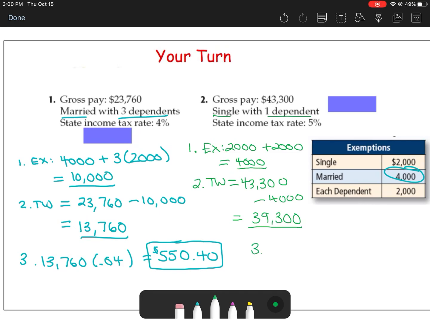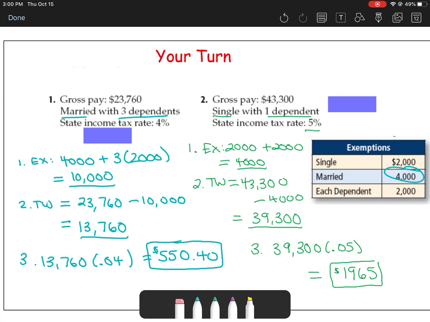And then that third step, now I can find my state income tax. So I take my taxable wage of 39,300 and I'm timesing it by 5%, so 0.05. And I get 1965. So that's how much state income tax they would owe at the end of the year. Hopefully these went well for you.